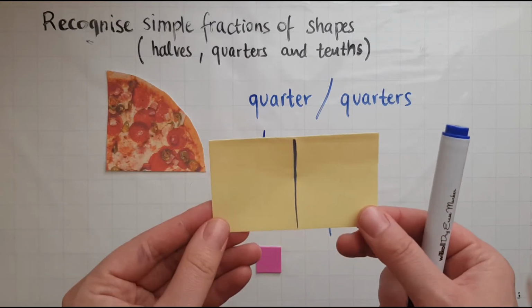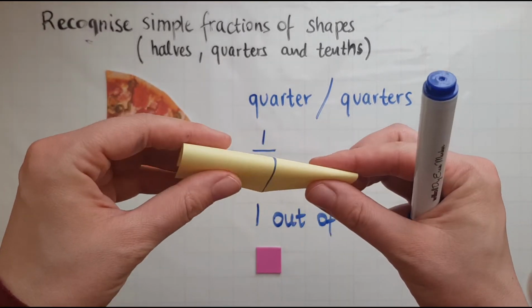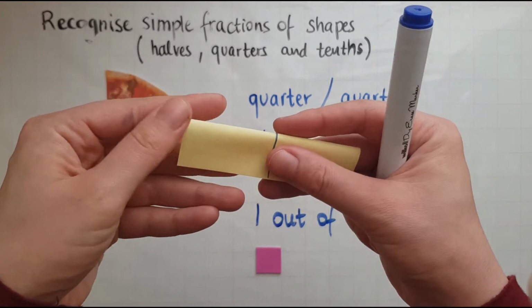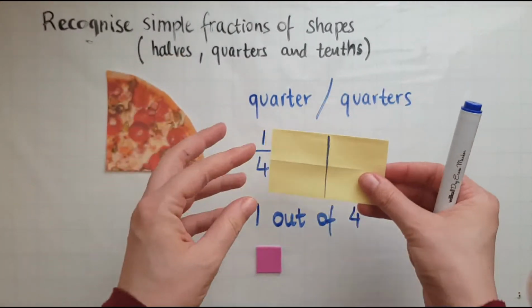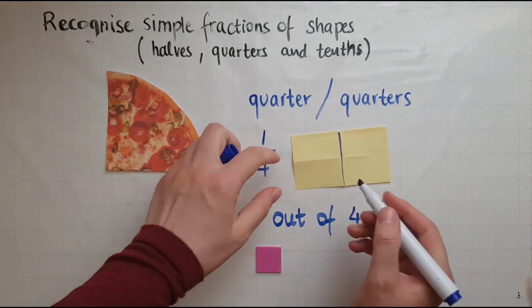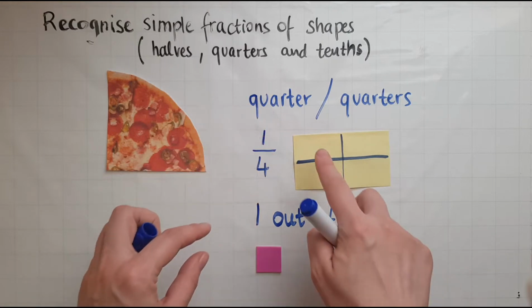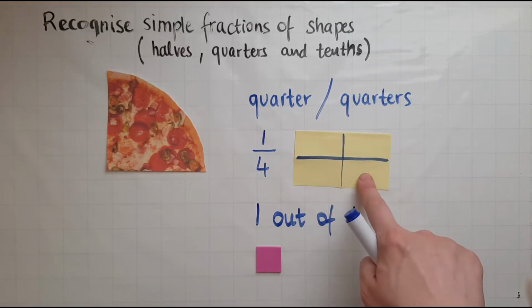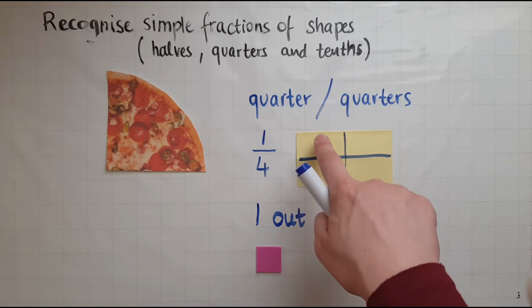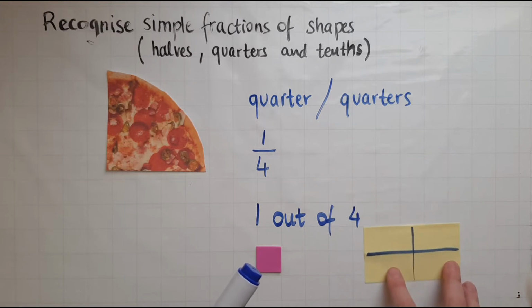So I have this shape which I cut in half before. What I'm going to do is fold it in half again, the other way around, lengthways. So that has been cut into 4 equal parts now. So one of these is a quarter, this is another quarter, this is another quarter, and that's another quarter. So I've got 4 quarters.